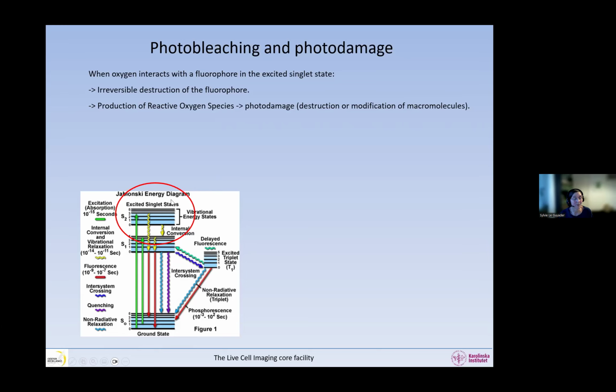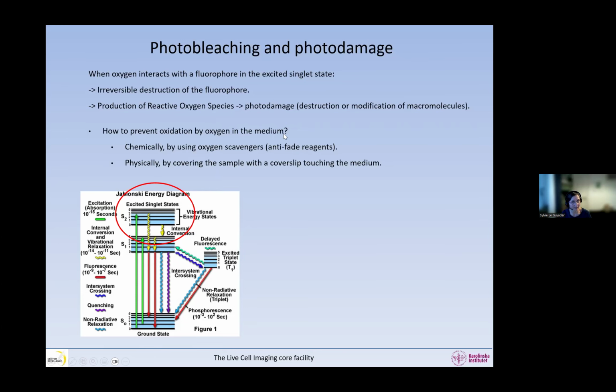Additionally, on top of destroying the fluorophore, there is a production of reactive oxygen species, and these species will damage the sample. So we have two problems with shining all this light and getting the oxygen in. We destroy our fluorophore, so we bleach the sample, but on top of that, we destroy the sample as well. These oxygen species can destroy or modify macromolecules. For example, you can have mutations in DNA and things like this from these reactive oxygen species. So this is the reason why we get both photo bleaching and photo damage of the sample.